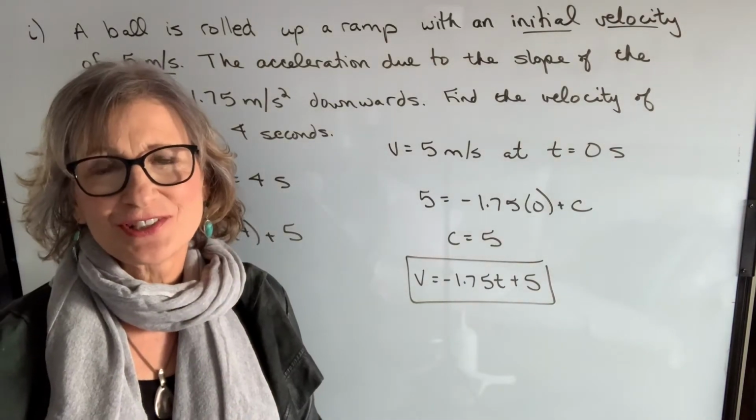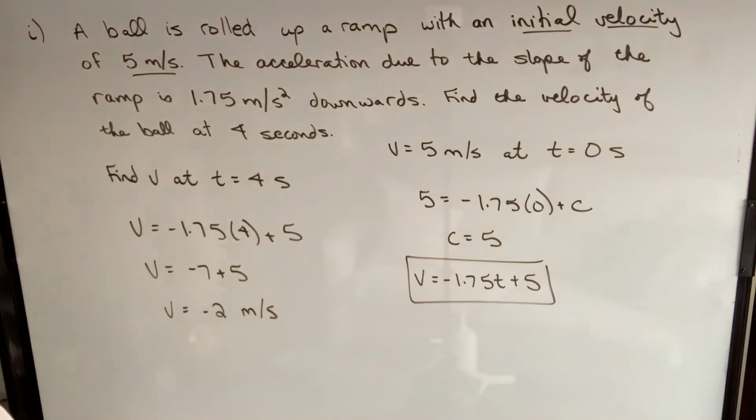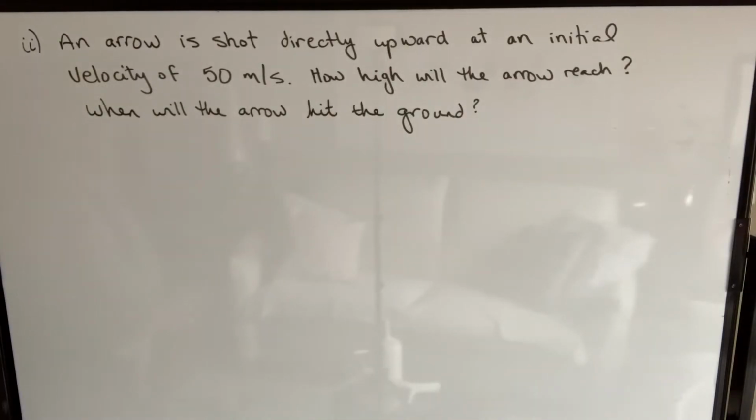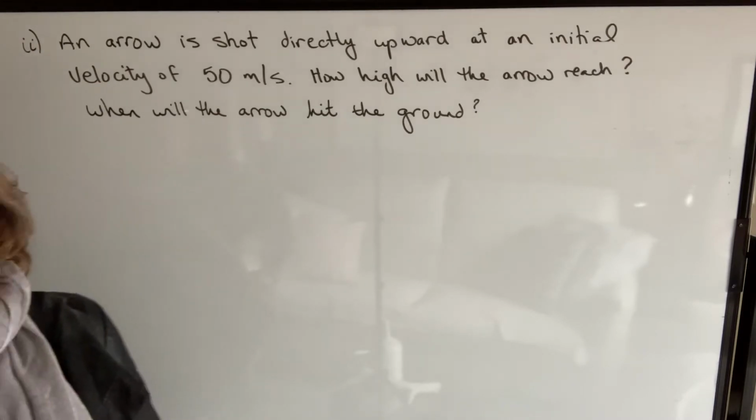Let's take a look at another example. This next example is very typical of one that you're probably going to see. It says an arrow is shot directly upward at an initial velocity of 50 meters per second. How high will the arrow reach, and when will the arrow hit the ground?